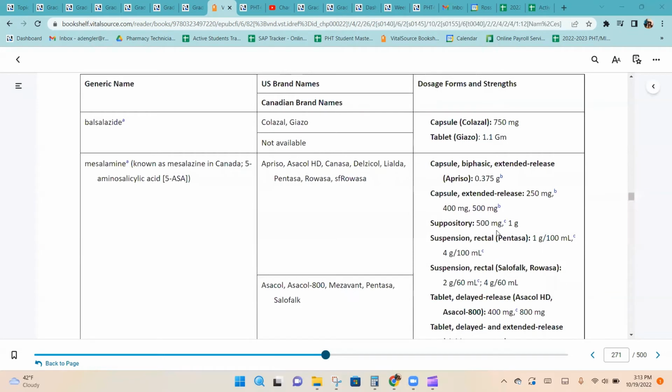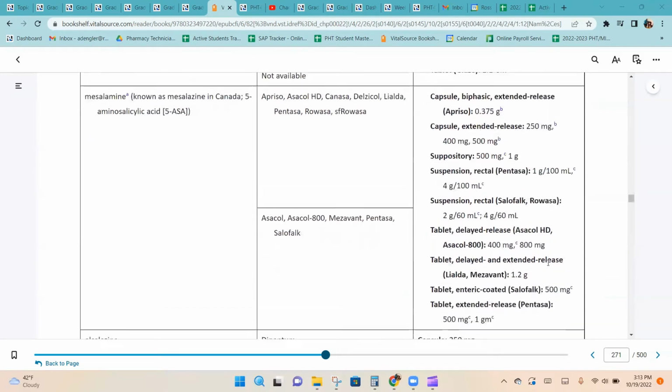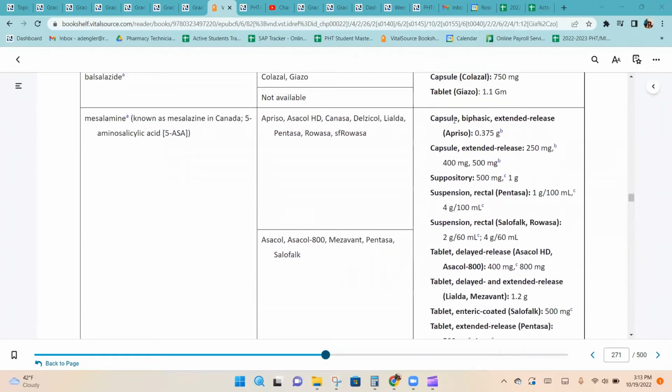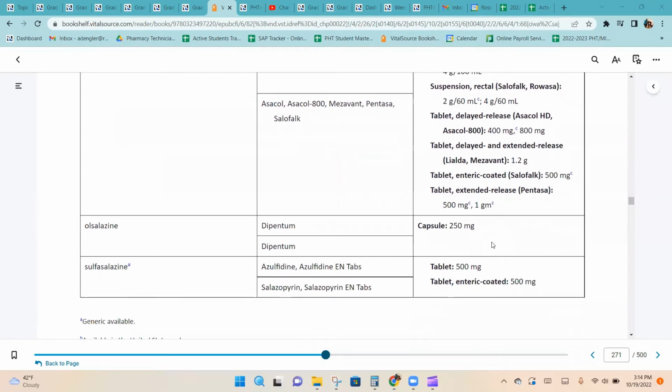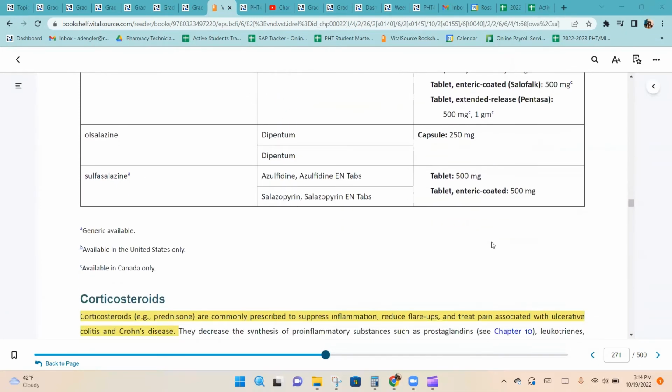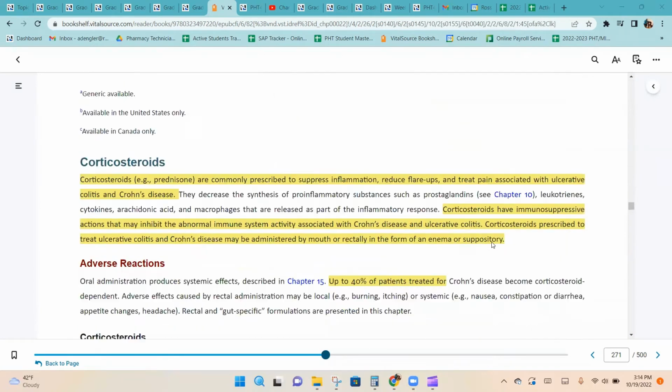So here we have all the different dosage forms and strengths. For mesalamine, there's a lot of different products, as you can see here. Apriso, Asacol HD, Canasa, Delzicol, Lialda, Pentasa, Rowasa. And it tells you over here what they all are. So we have some capsules, suppositories, suspensions, and tablets. Olsalazine only comes in 250 milligram capsules, and sulfasalazine comes in tablets.